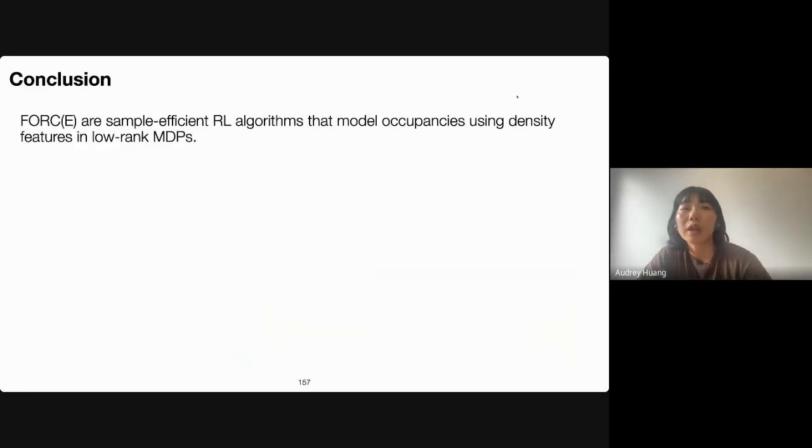Okay, so in conclusion, FORCE and FORK are sample efficient RL algorithms that model occupancies using density features in low-rank MDPs.